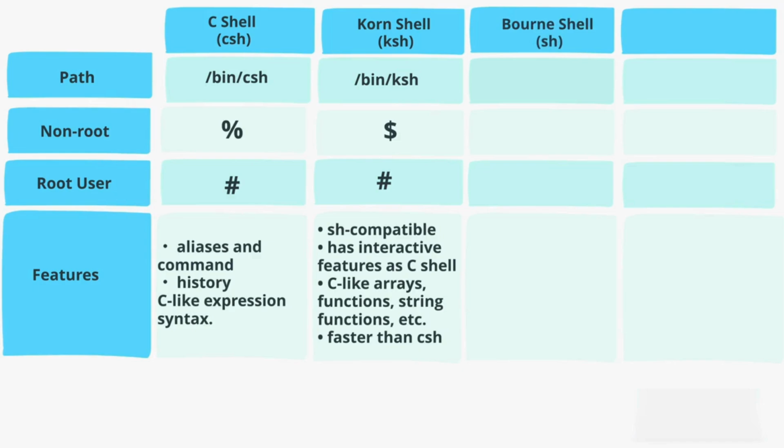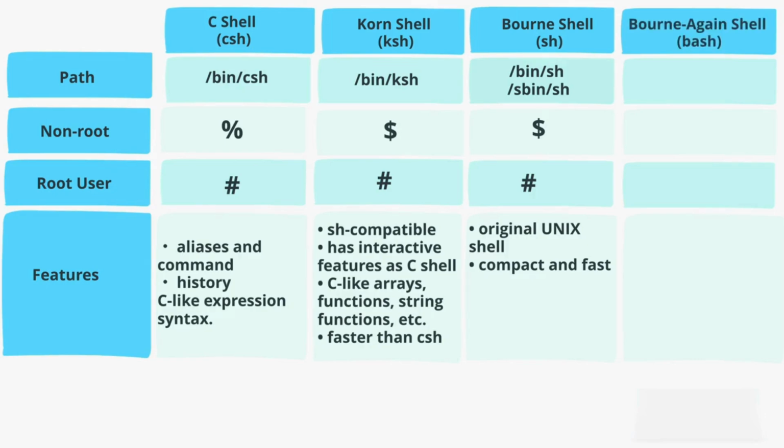3. Bourne shell, sh, path /bin/sh or /sbin/sh, non-root prompt $, root prompt number sign (#). Features: the original Unix shell. It's compact, fast, and ideal for basic scripting. Perfect for systems that need low resource usage or for running lightweight scripts.